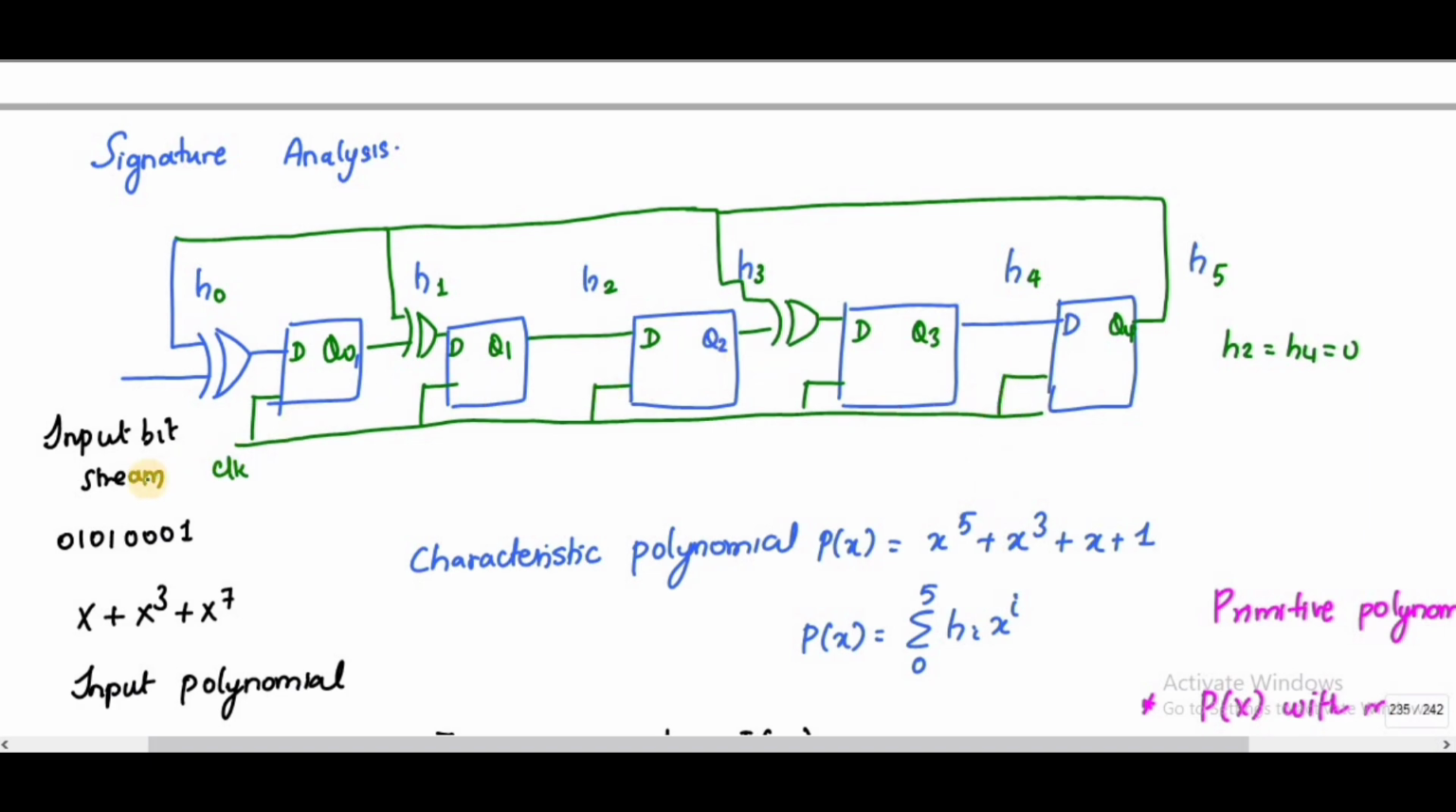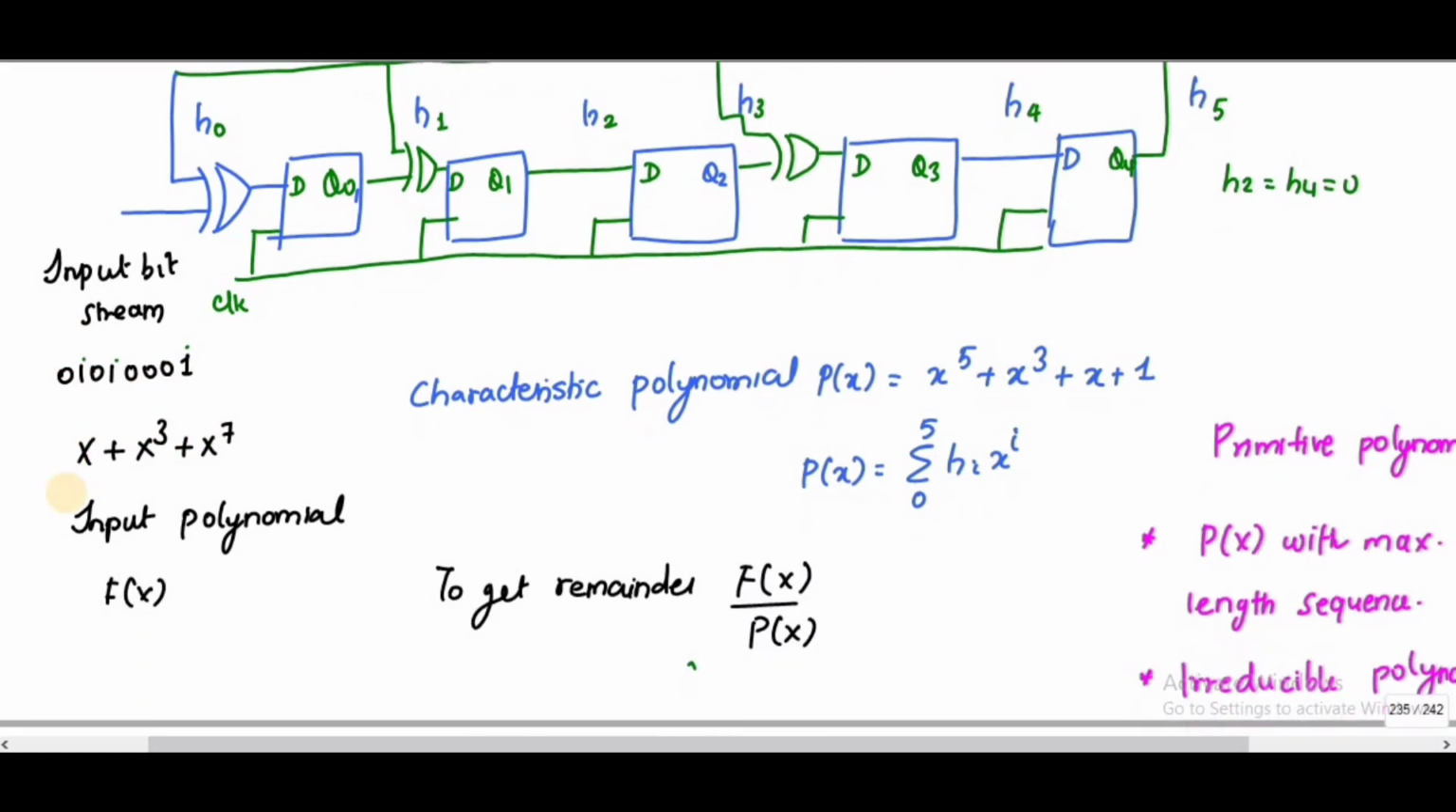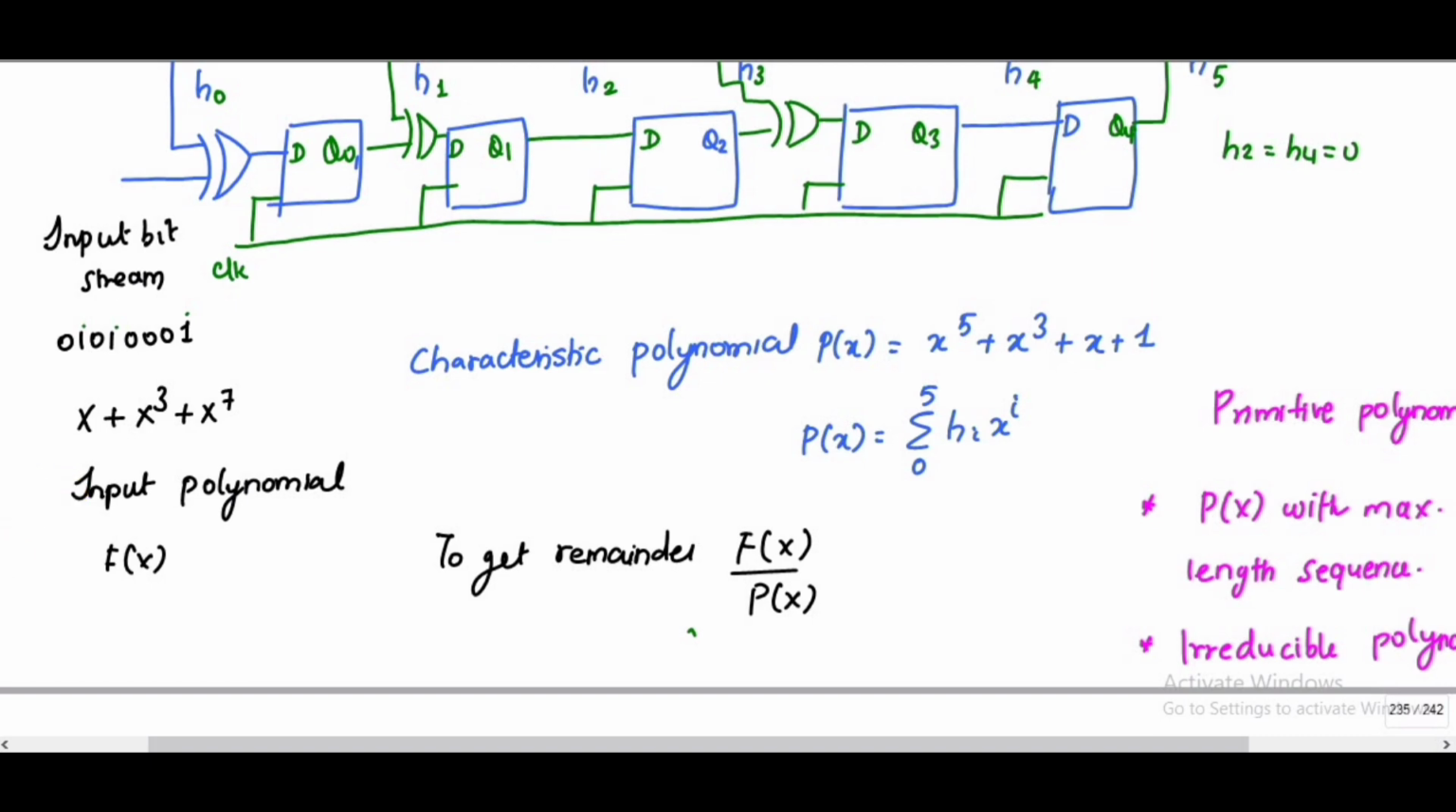Suppose this is the input bit stream that we are going to give, that is 0 1 0 1 0 0 0 1. I can write it as: for 1 it is 0, so I am omitting this one. This is x and this is x squared, which I am also omitting. This is x cube, x4, x5, x6, x7. So I have x, x^3 and x^7. This is my input polynomial. In order to get the remainder, I am going to divide the input polynomial by the characteristic polynomial.